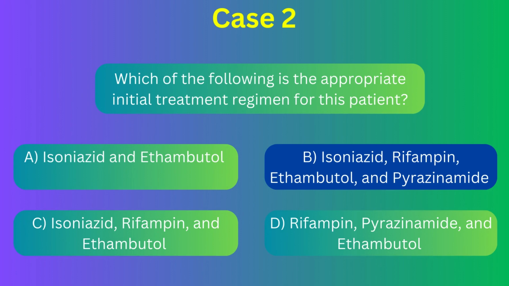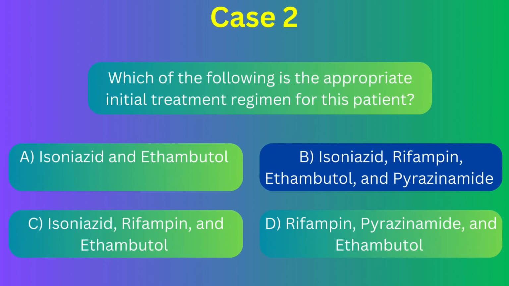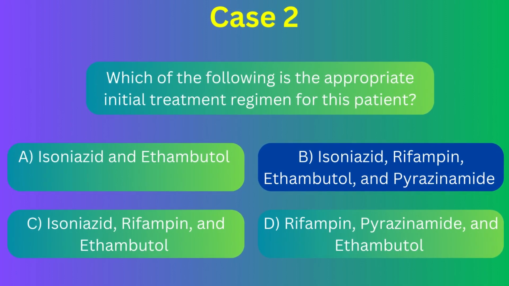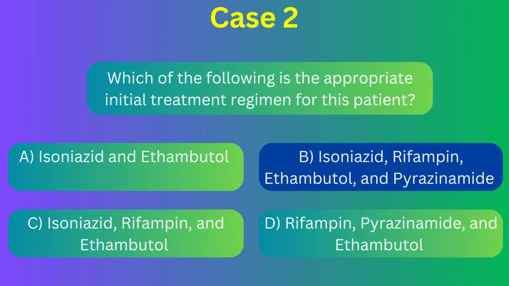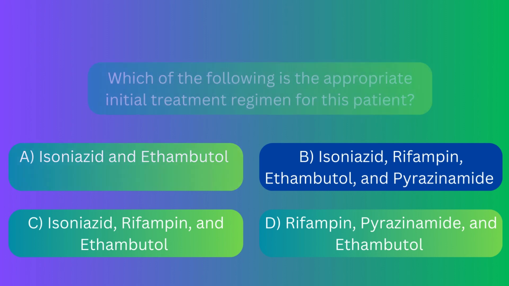Correct answer B. The appropriate initial treatment regimen for pulmonary TB in adolescents and adults includes a combination of 4 drugs: isoniazid, rifampin, ethambutol, and pyrazinamide to effectively target Mycobacterium tuberculosis and prevent drug resistance.